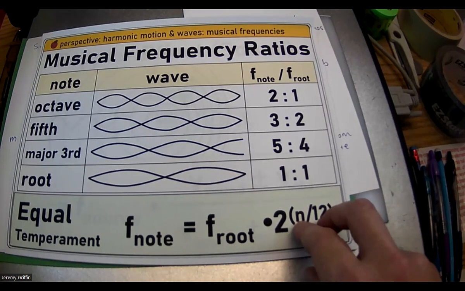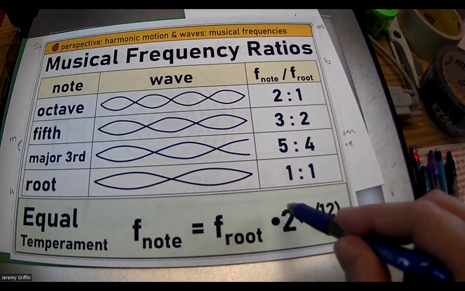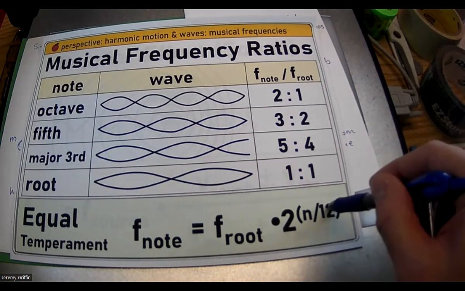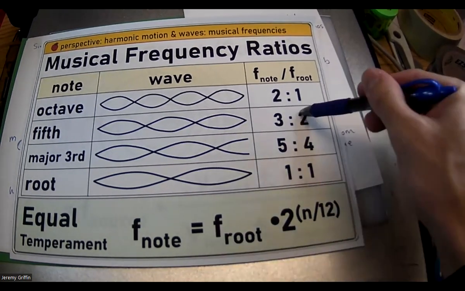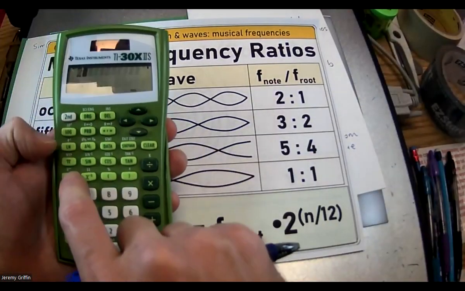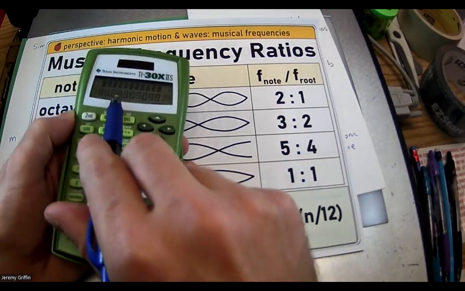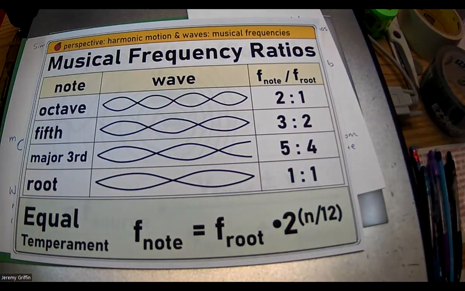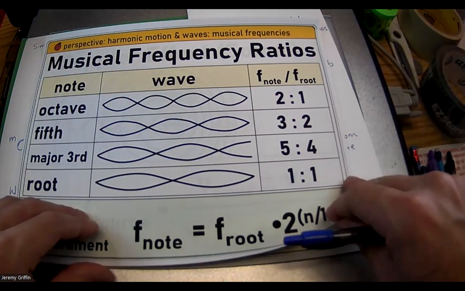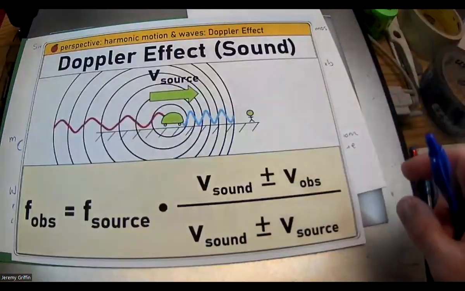And what about all the notes in between? The fifth above is 7 half steps if you count up. So if you go 7 over 12, 2 to the power of that, and you can try this on a calculator, it's extremely close to a 3-to-2 ratio. So 2 to the power of 7 over 12 is, look at that, 1.498. Now the major third is off a little bit, but it's close enough. So there you go, equal temperament, which is an approximation of this.